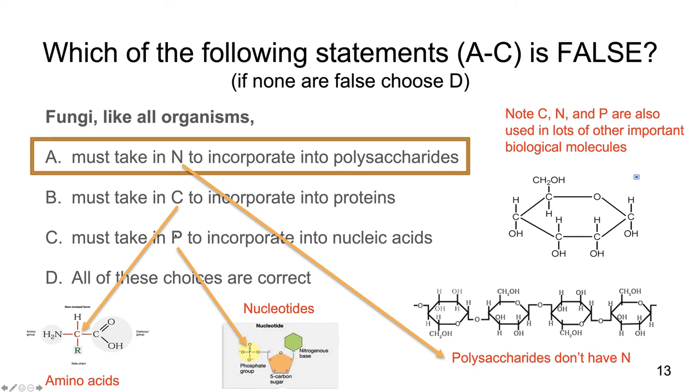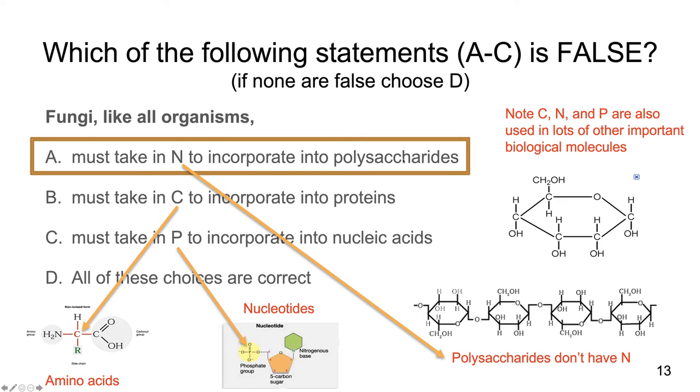They have to take in phosphorus to incorporate into nucleic acids. Phosphorus, remember, is a fundamental part of every single nucleotide that makes up nucleic acids. Fungi have nucleic acids, they have DNA and RNA like all other organisms, so they need to get that phosphorus from somewhere. This is the false statement.